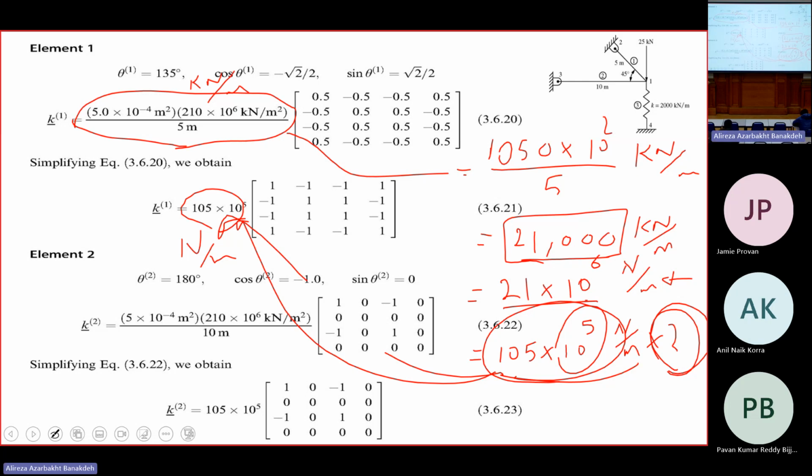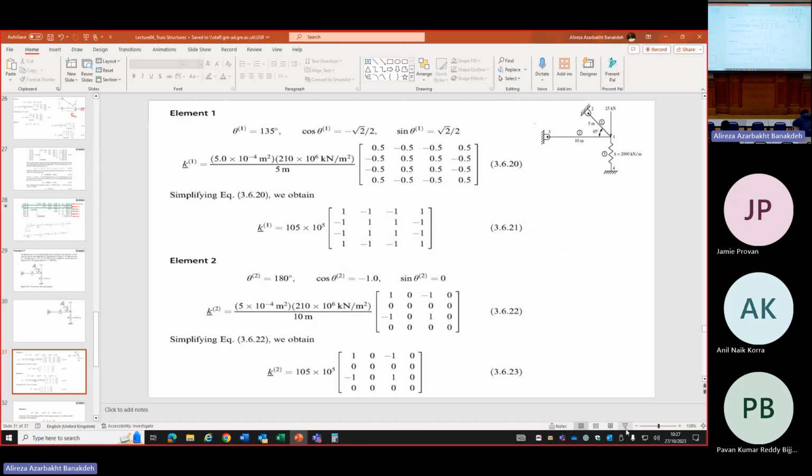You should repeat it for element number 2. The same procedure. No trick, no point, no hint, nothing. You should repeat it for element number 2 by saying it's connecting node number 1 to node number 3, and just follow the procedure. You will come up with K2. I have K1 and K2 for elements number 1 and number 2.